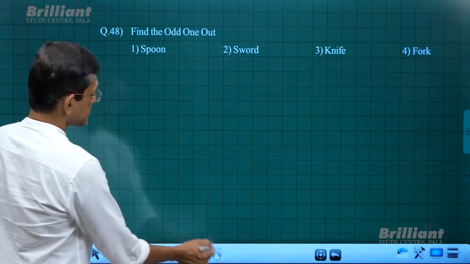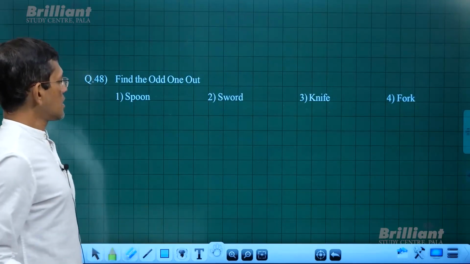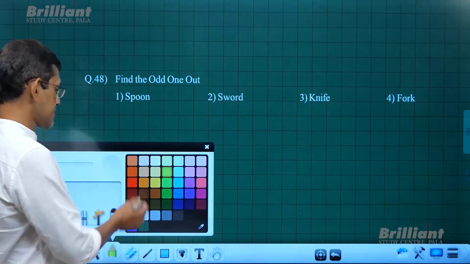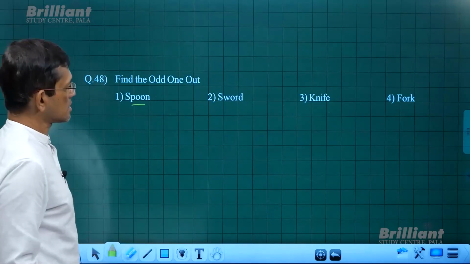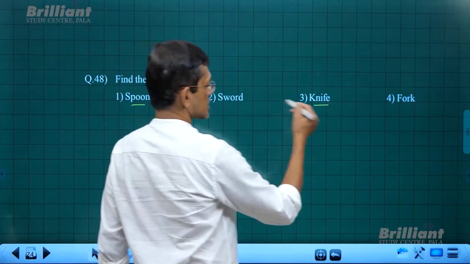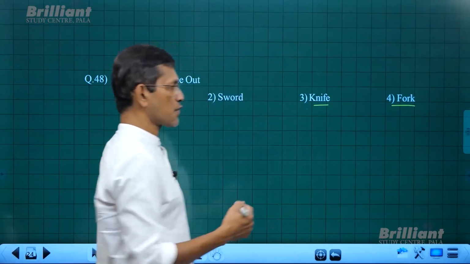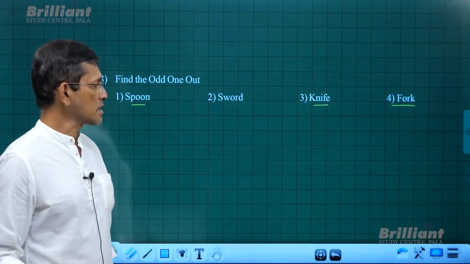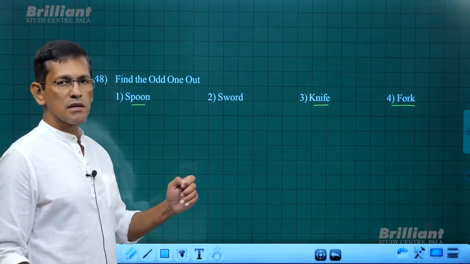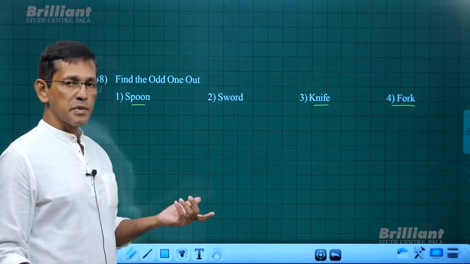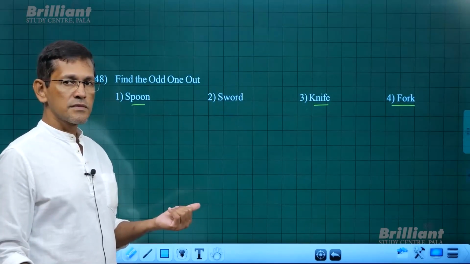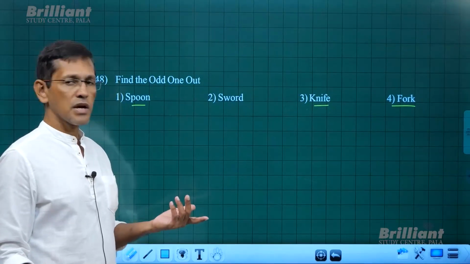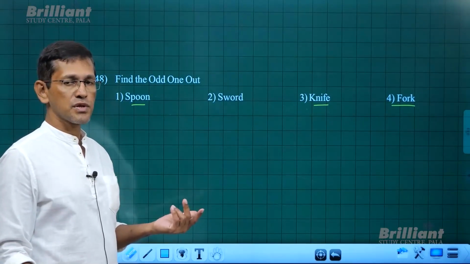Number 48. Spoon, sword, knife, and fork. Well, the spoon, the knife and fork, we use them in what? Kitchen, right? These are not really weapons. A knife can still be a weapon, but the kitchen knife in your home, we don't use as a weapon. It's something we use in the kitchen, right?